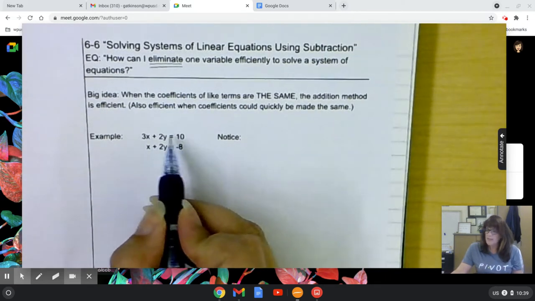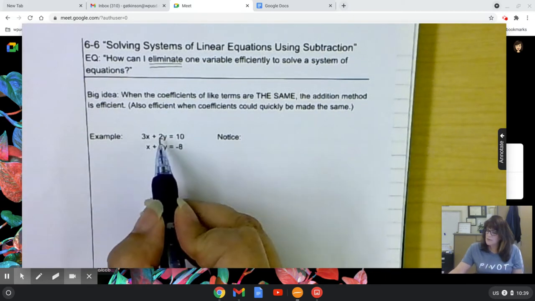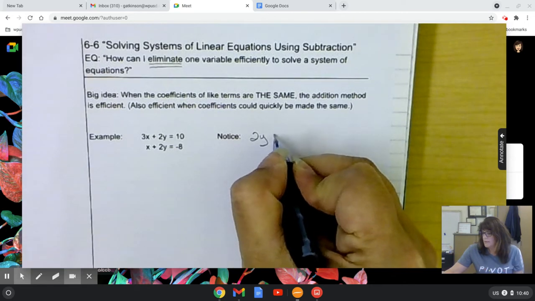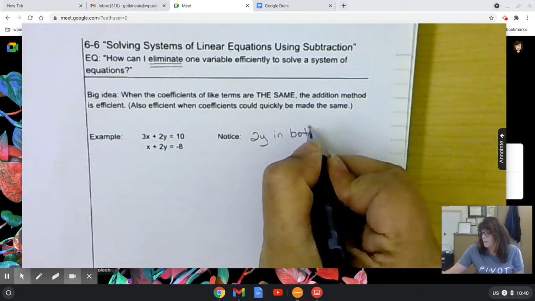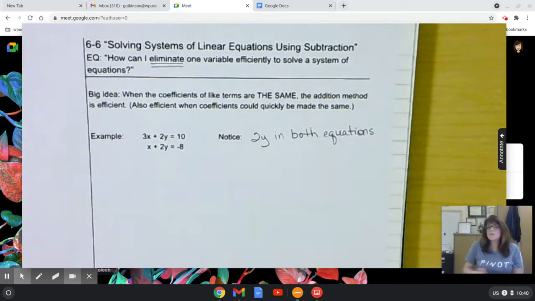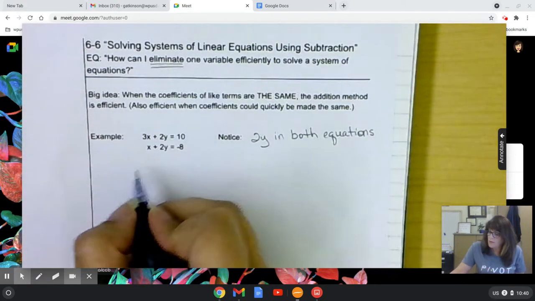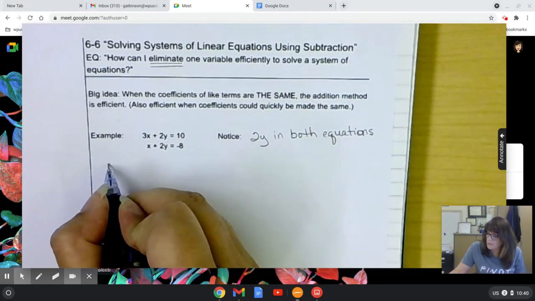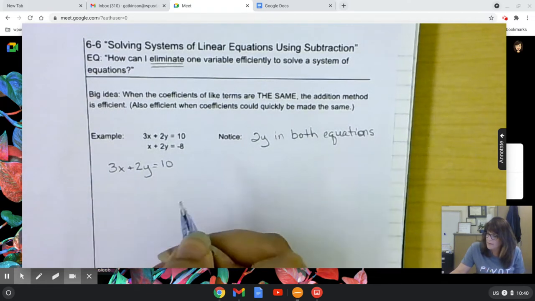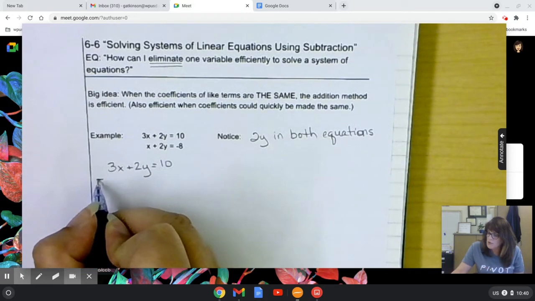So in this first example, if you notice, 2y matches, okay? 2y in both equations. So here's what we mean by subtraction. It's almost crazy simple. I'm going to write the top equation, 3x plus 2y equals 10. And then I'm going to subtract.